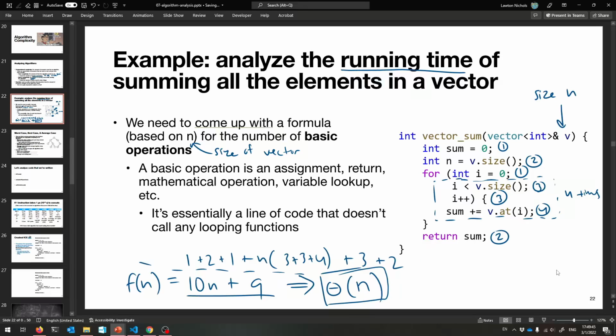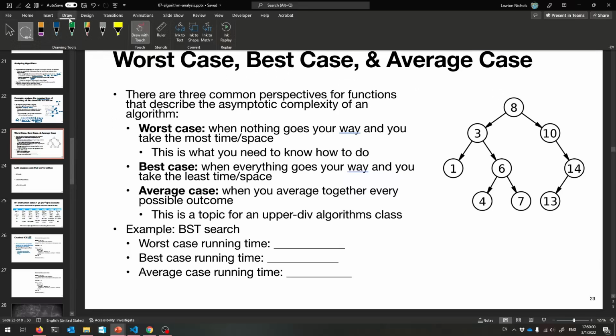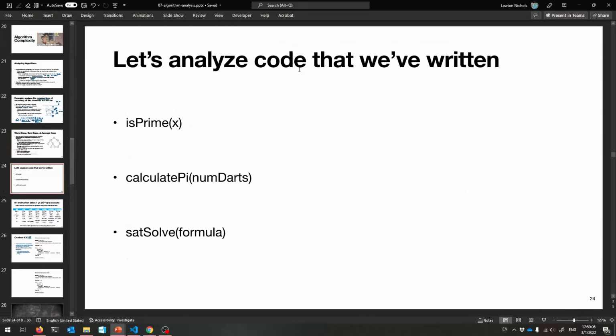So this is where I think I would like to stop. I will come back next week and we'll talk about different kinds of analyses. You can talk about the worst case analysis, the best case, the average case. We care most about the worst case in this class. And then we'll eventually get into analyzing code that we've written already. Won't that be fun? So look forward to that, and I will see you next week.